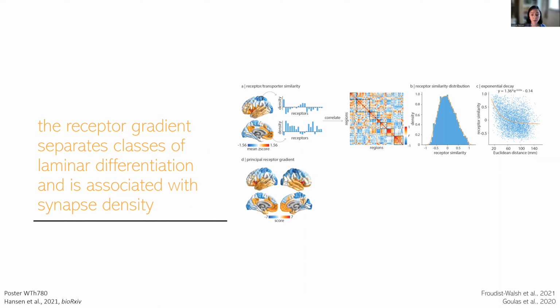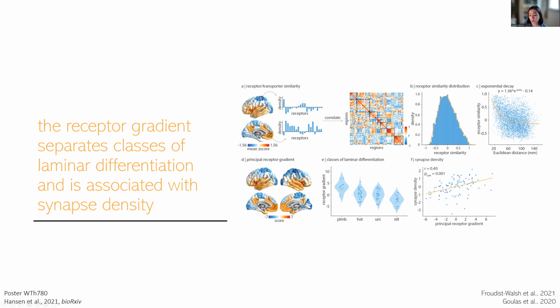So one of the things we do with this receptor similarity matrix is that we calculate the first principal component, or this gradient of receptor similarity, and we find that it separates these classes of laminar differentiation. This is coming from Mesulam, so paralimbic classes from idiotypic classes, and we find that this gradient is correlated with synapse density, which means that the primary axis of variation of receptor density is actually related to whether or not a brain region has a lot of synapses.